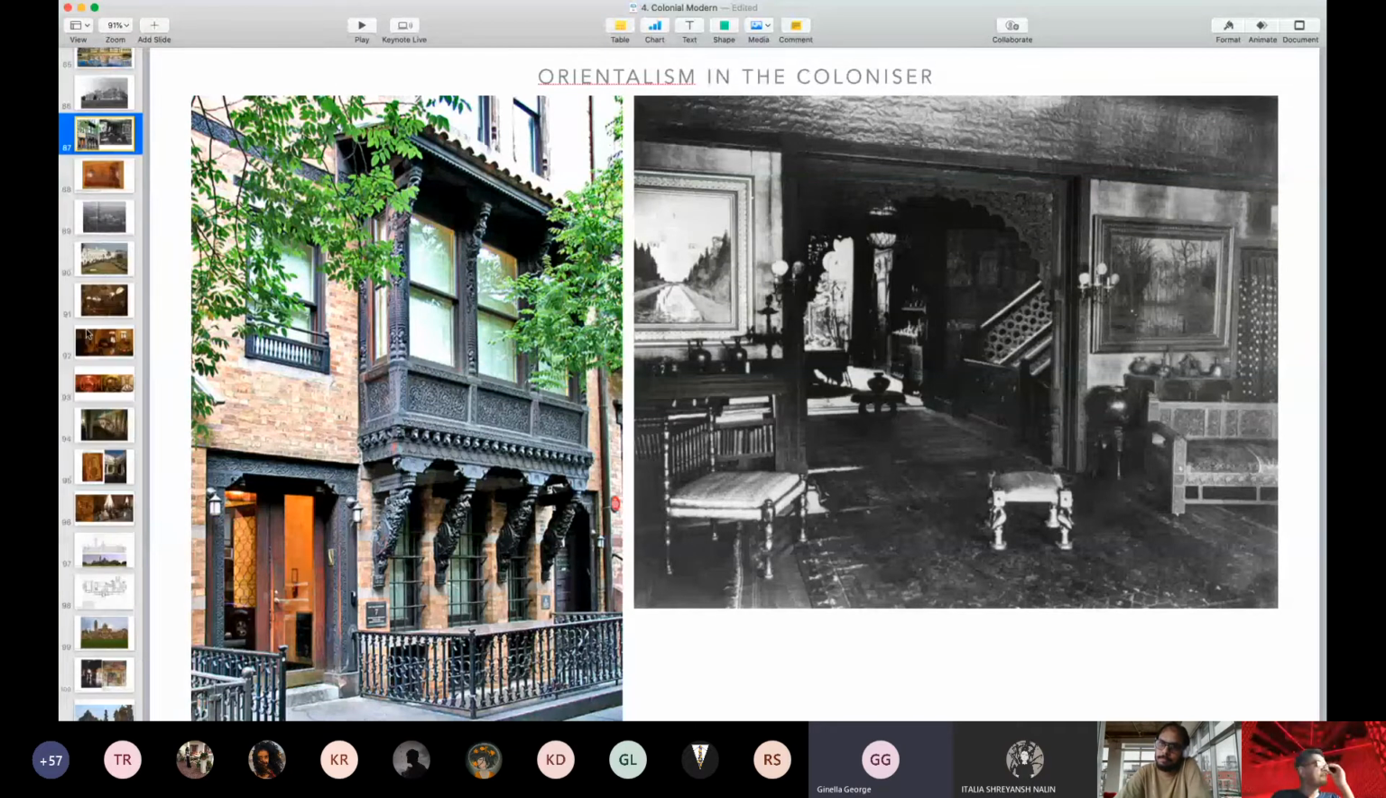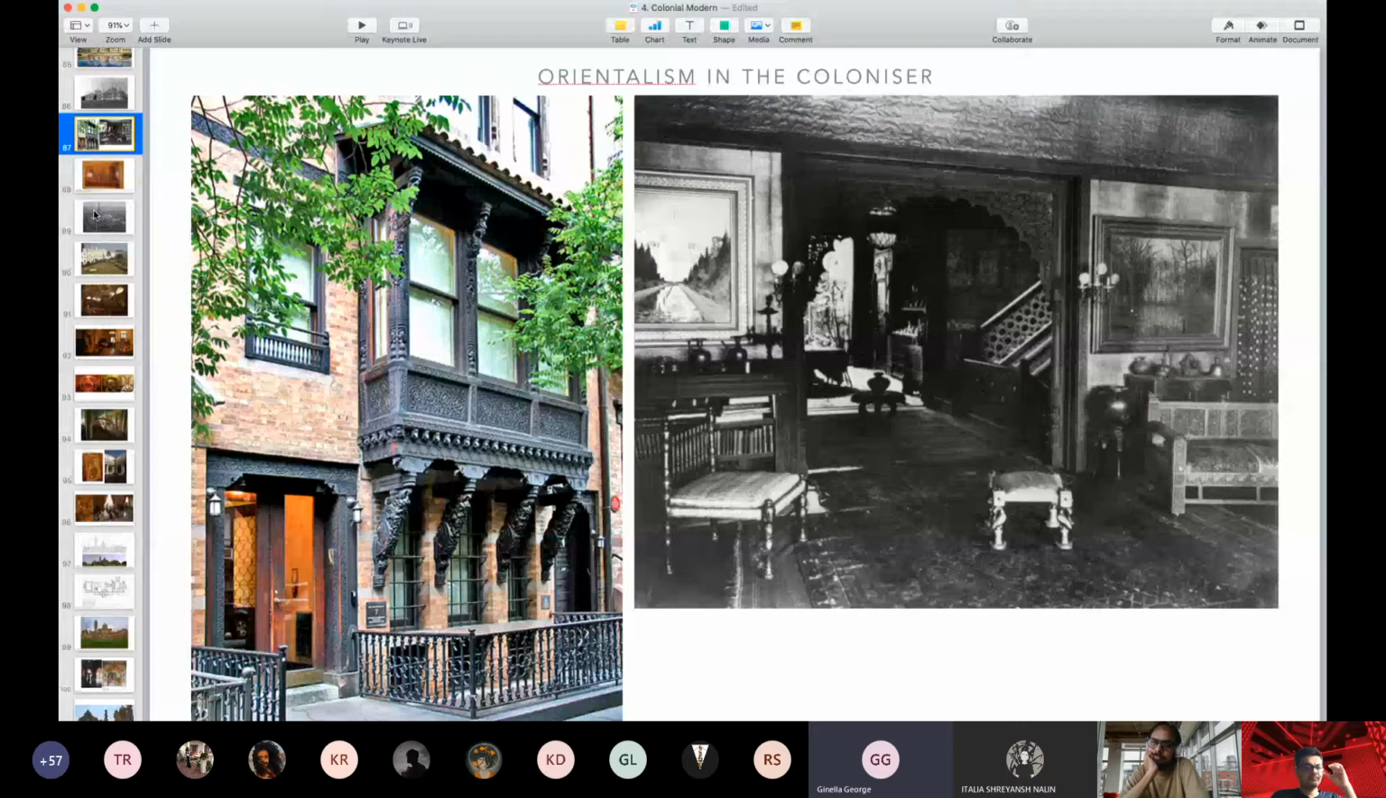For example, if you see these brackets, and this is on the facade, the rest of the building is a completely straightforward brick building, but just this one apartment has a balcony, which is very elaborately made in wood. These arches, the columns, all taken from India and made by Indian craftsmen, and then refitted or made for this house in New York.